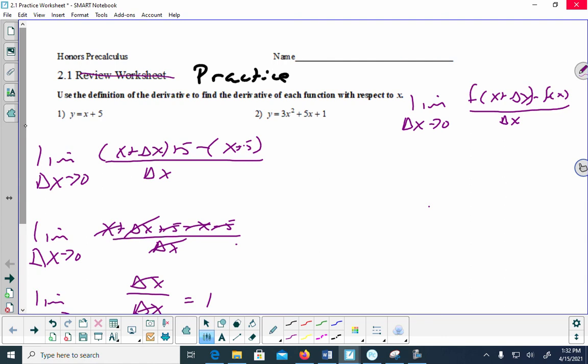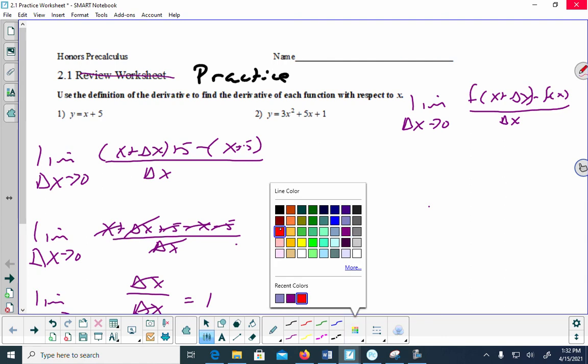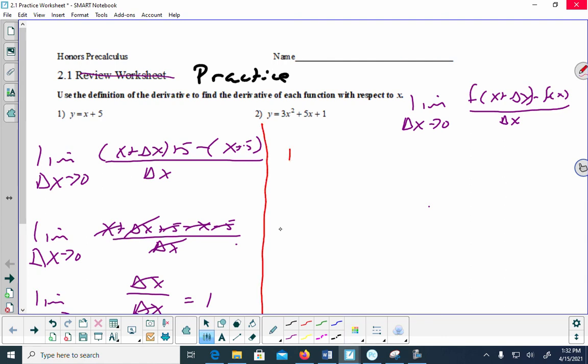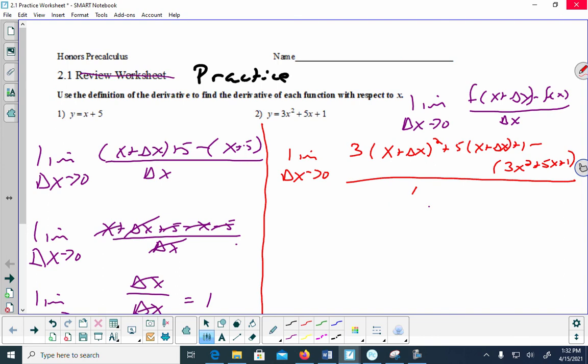All right, now I'm going to do number 2. I'm going to switch colors so I can see what I'm doing. I'm going to take the limit as delta x approaches 0. In every place I see an x, I'm writing x plus delta x minus f of x, and this is all over delta x. So I'm taking the limit as delta x approaches 0.